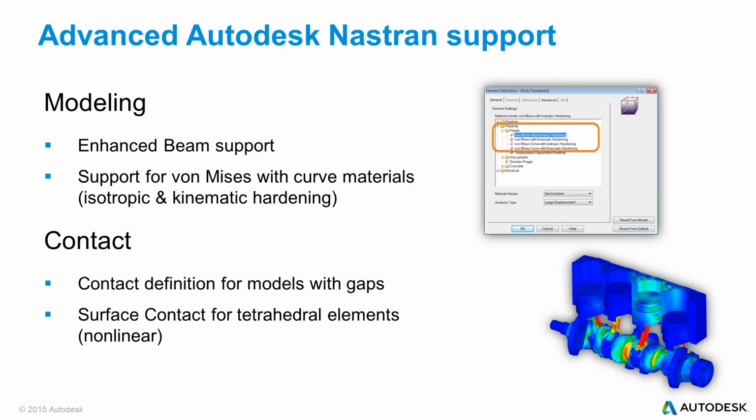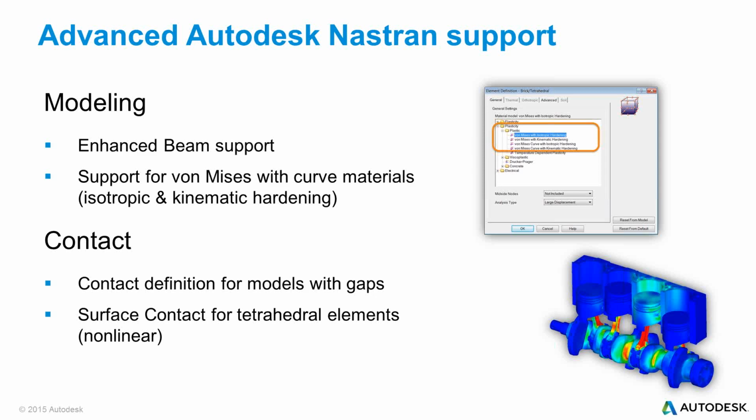So here in this picture, I actually show all the different types of plasticity material models we export and solve. So this is Anamnesis with isotropic hardening, Anamnesis with kinematic hardening, and the same two material models with the curve material models as well. So Anamnesis with curve isotropic and Anamnesis with curve kinematic hardening. We have also improved our export to Nastran with respect to contact between parts.